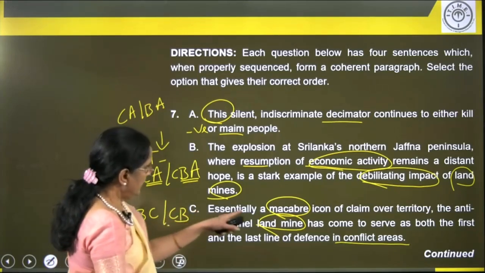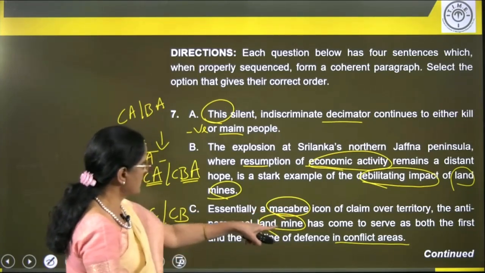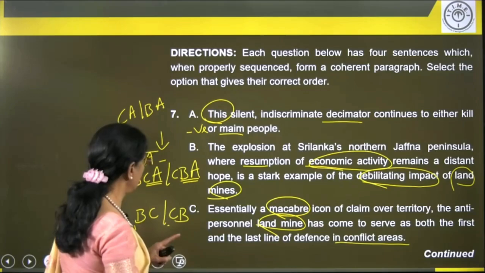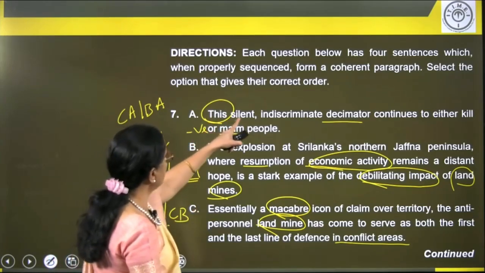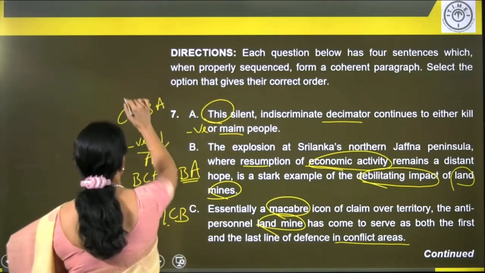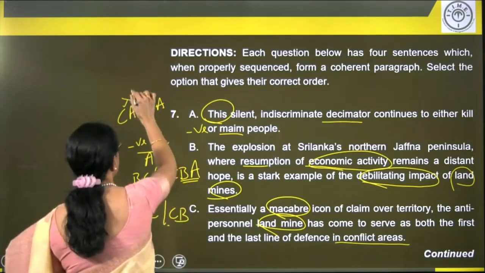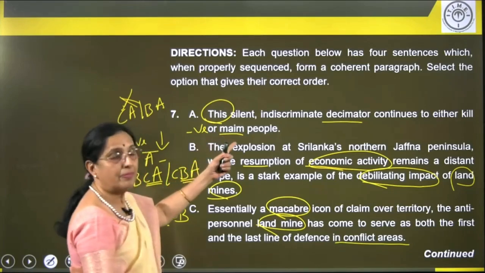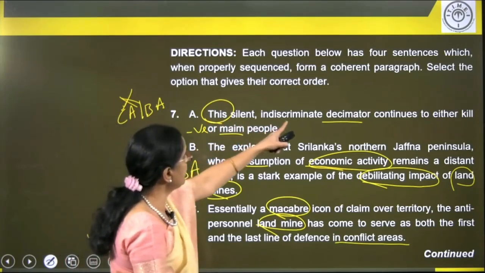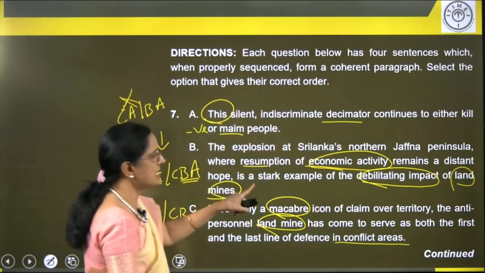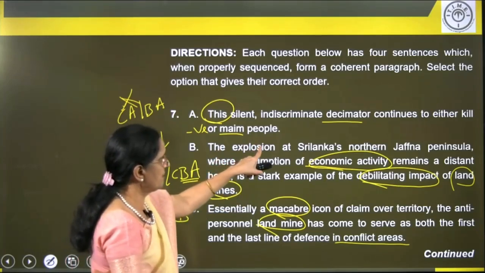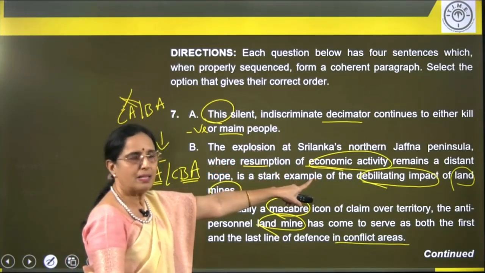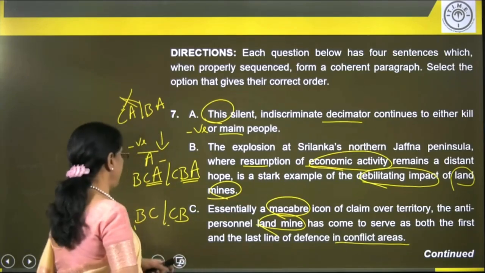Alright. Okay. So, both the first and the last line of defense in conflict areas. Alright. This is silent. No. CA is not possible. Agree or not? No. What about BA? Yes. Why? This is silent indiscriminate decimator. What is a decimator? Explosion. Debilitating impact. Am I clear? So, it should be BA.